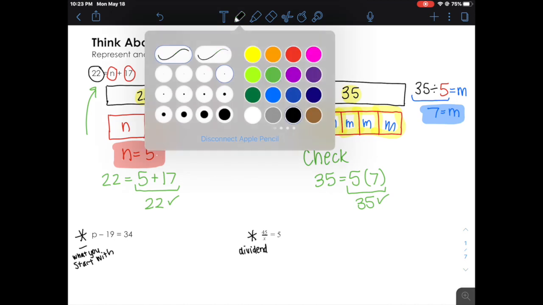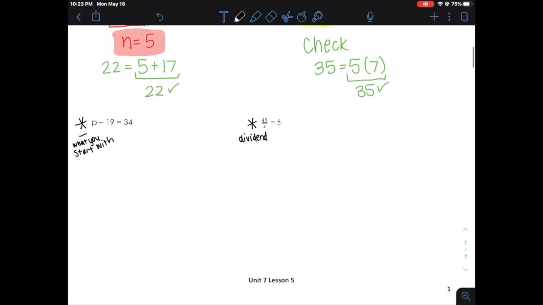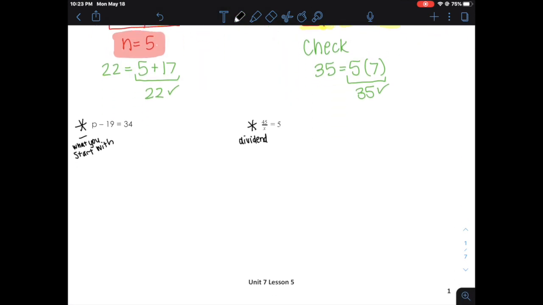There, fancy. Okay, so now on to the subtraction problem where I told you need to be careful about which one you pick as the total. I told you the total is always the number you start with. So in this case, our total is going to be P. So I'm going to draw my model for P. Make sure I label it.